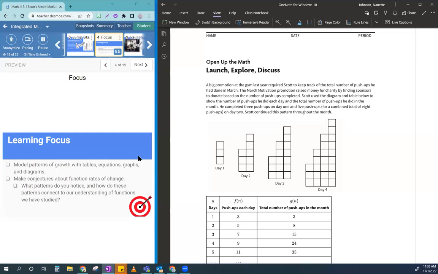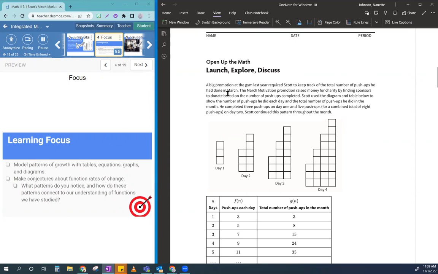So your job for this unit is to be able to look at this picture and describe it using tables, equations, graphs, words, and diagrams. The more you can describe it using all of those things, the easier this unit will be. I don't like using the word easier. The more understanding you will gain from doing this. If you only know tables, then you're limiting your understanding.